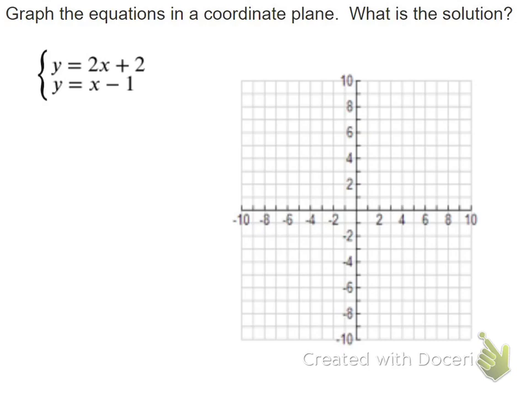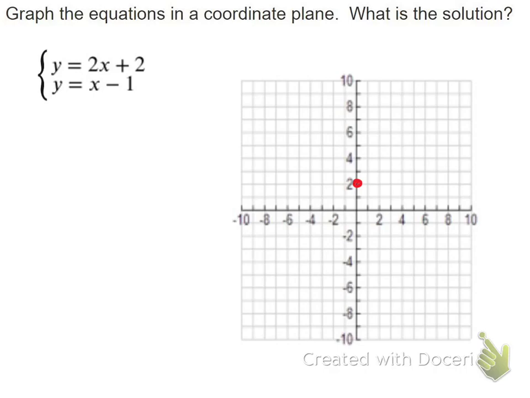So when we're looking at these equations, what type of form is it written in? Y equals mx plus b. Yeah, slope-intercept form, y equals mx plus b. So that means the first thing I'm going to do is look at my first equation and graph it. I'm going to start by graphing my y-intercept. What is my y-intercept here? Positive 2.